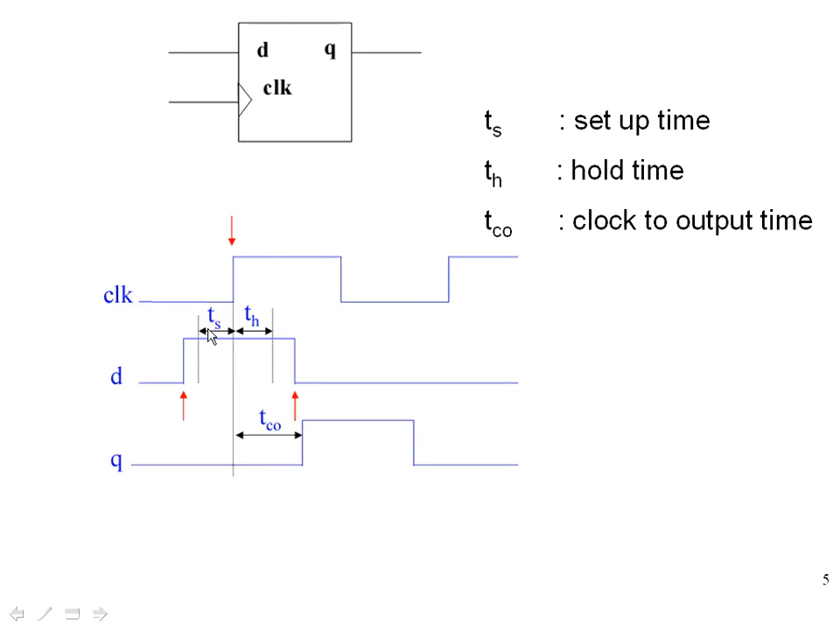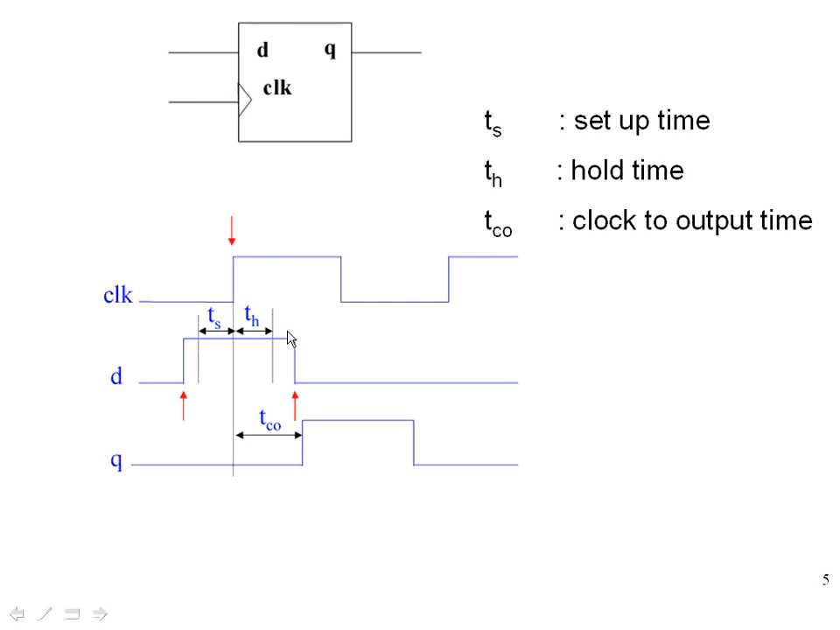Similarly, even after the clock edge arrives, for some time you have to hold that value so that the flip flop senses the value properly. That is called hold time. You should not remove the value within the hold window. So this is called the setup window, this is called the hold window. Within the setup window and hold window, if the value is stable, that value will be sensed by the flip flop.